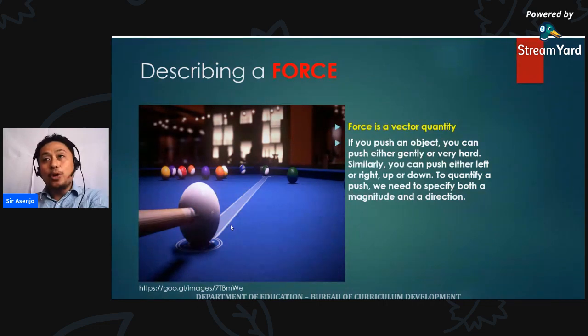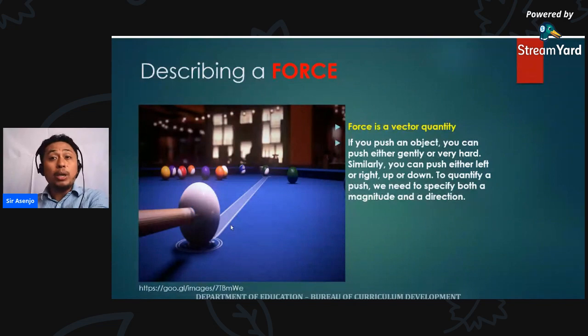Now, again, let's talk about the force. Force is a vector quantity. Remember what we mean by vector quantity? It has both magnitude and direction. If you push an object, you can push either gently or very hard, correct? Similarly, you can push either left or right, that means direction, up or down. To quantify a push, we need to specify both a magnitude and a direction, because force is a vector quantity.